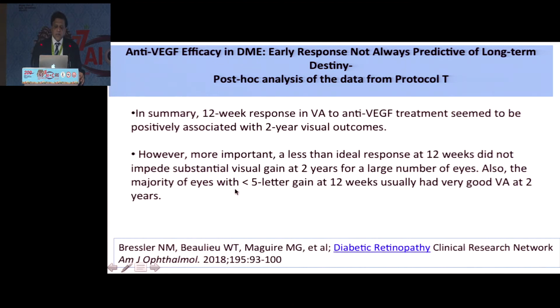Also, the majority of eyes with less than 3-letter visual gain at 3 months had a very good final visual acuity at 5 years. So what they wanted to say is that initial letter acuity also does not play a role. So you have to keep on treating, and you will probably end up with very good visual acuity.